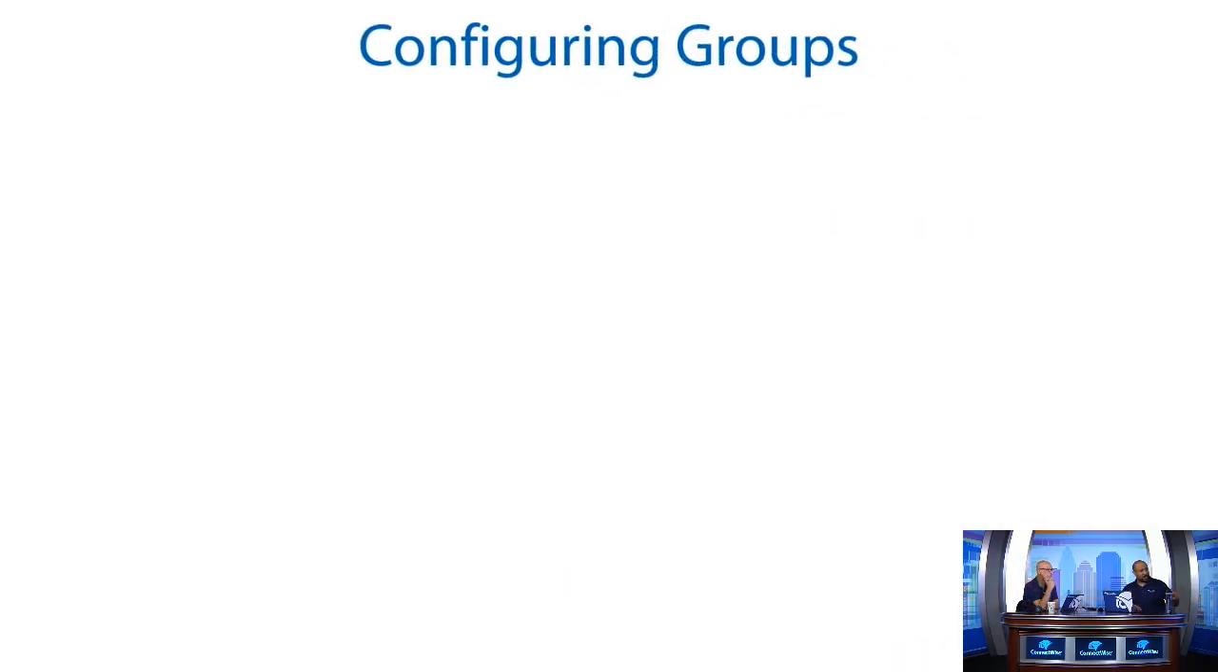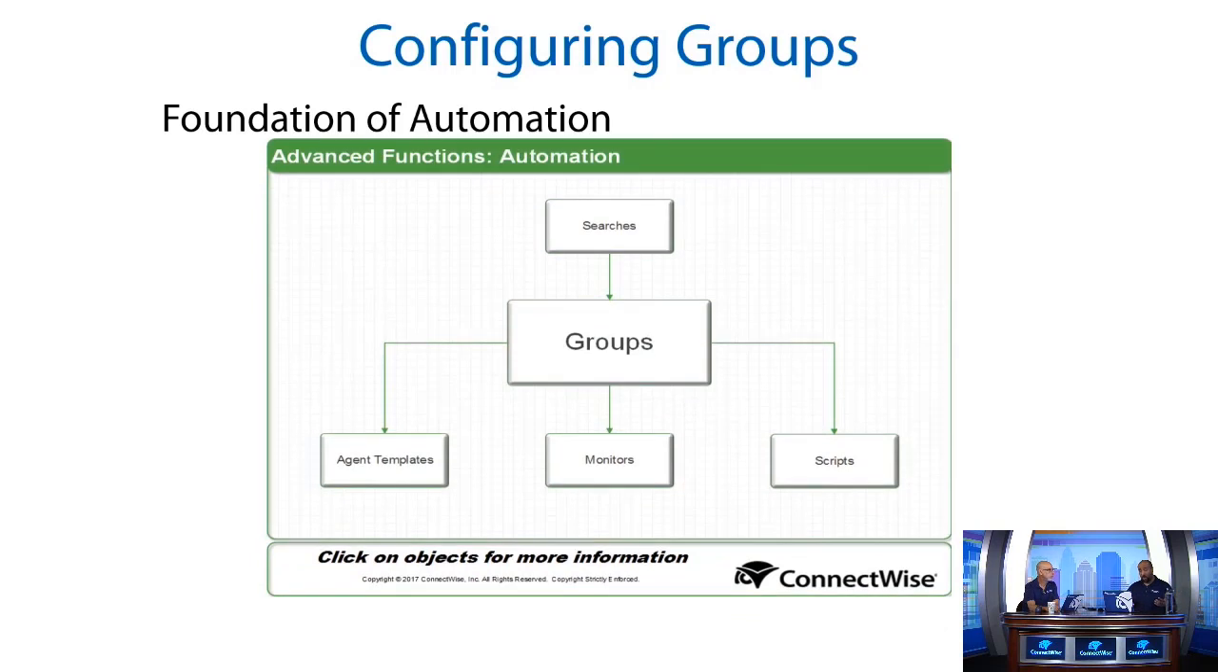So now let's talk a little bit about configuring these groups. And as I said before, this really is the backbone of automation when it comes to the system. Absolutely. Those searches feed those groups, and then I'm going to apply all my agent templates, my monitors, and my scripts based off of what that group says to do, based off of what that search is providing me. It really is that center focal point and that primary gear to get everything else moving.